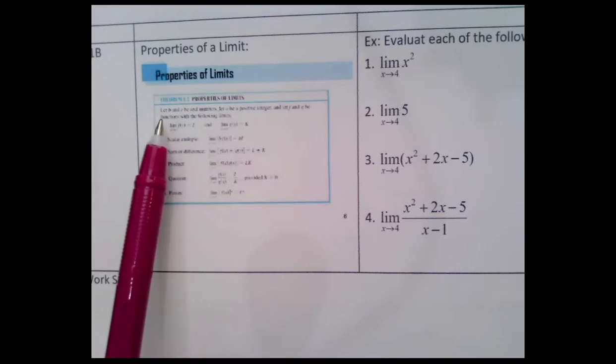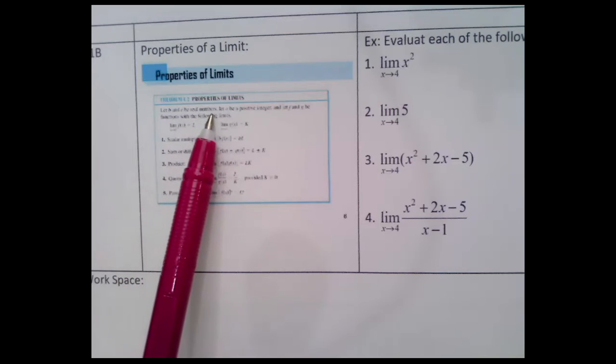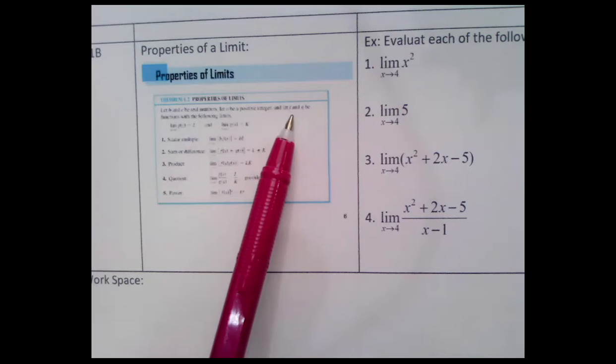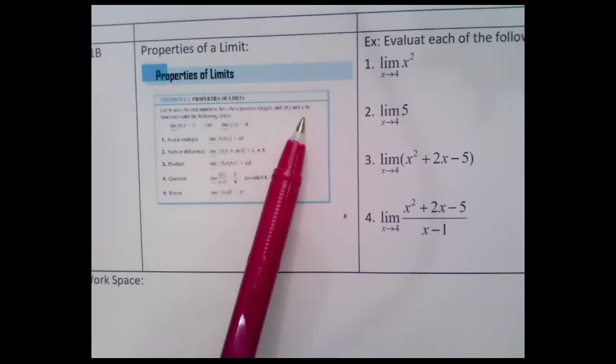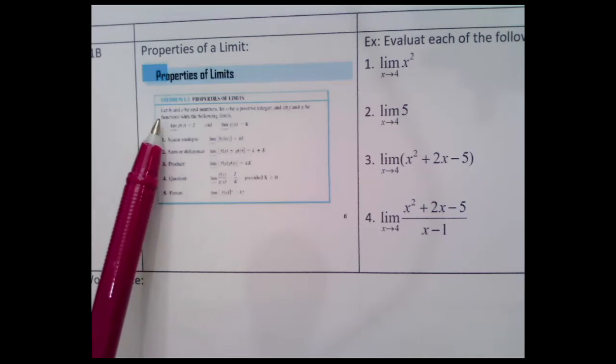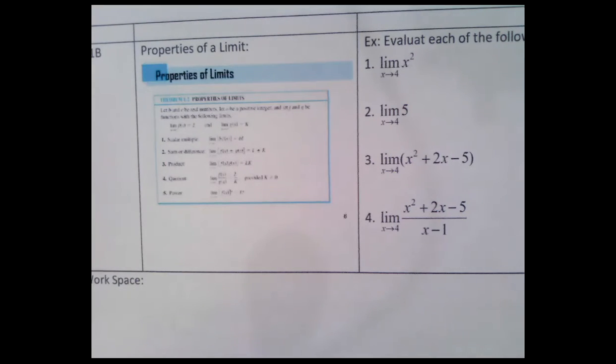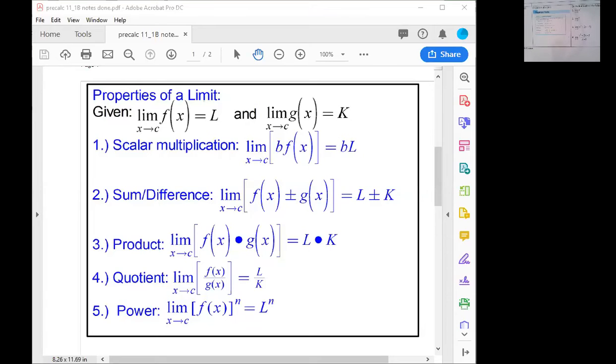Properties of limits. Let b and c be real numbers, let n be a positive integer, and let f and g be functions with the following limits. Let's see if I can find a better picture. Hold on just a second. I'm going to share my screen with you guys and show you this picture right here, which does a good job of showing this.